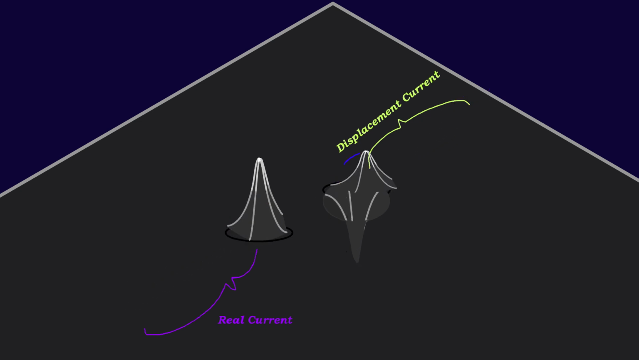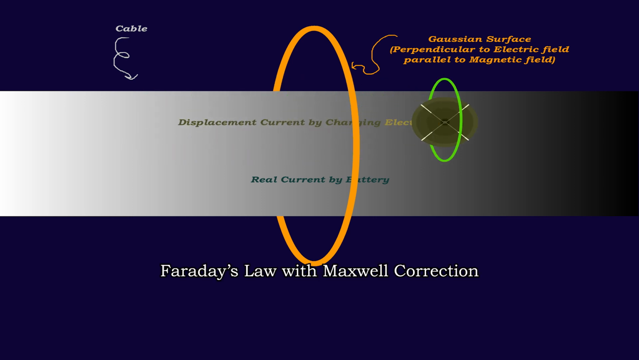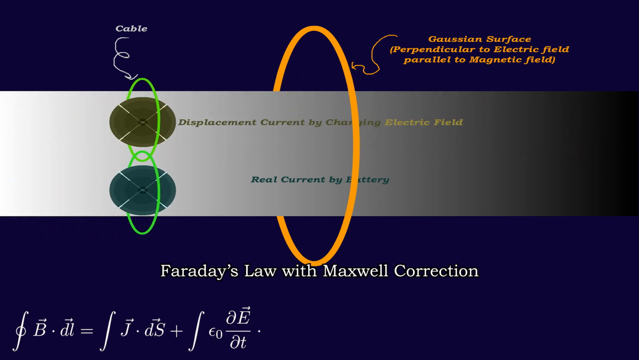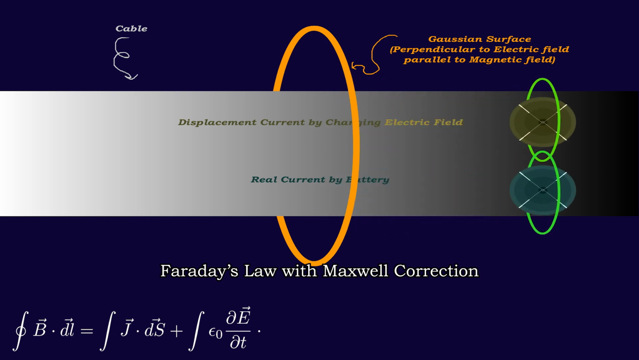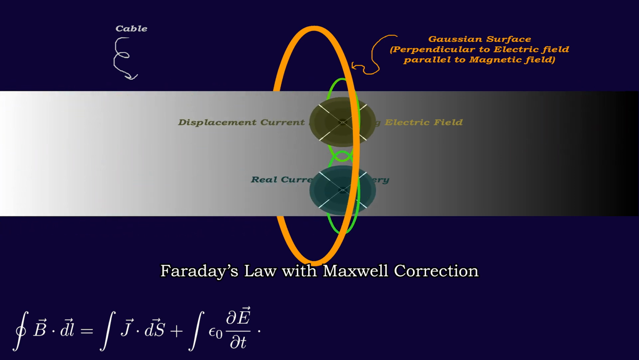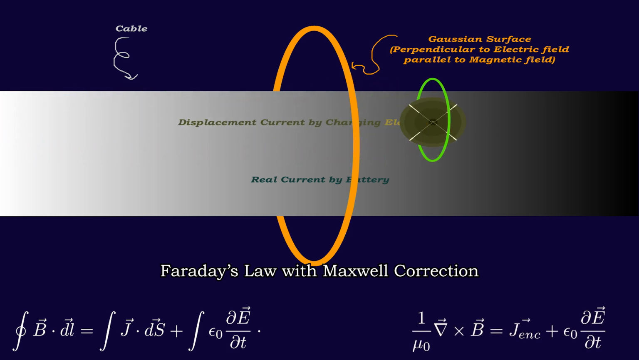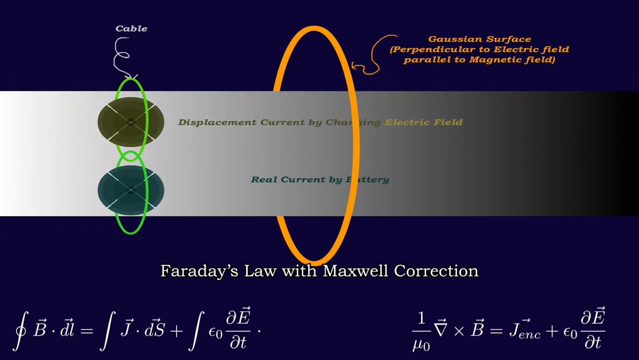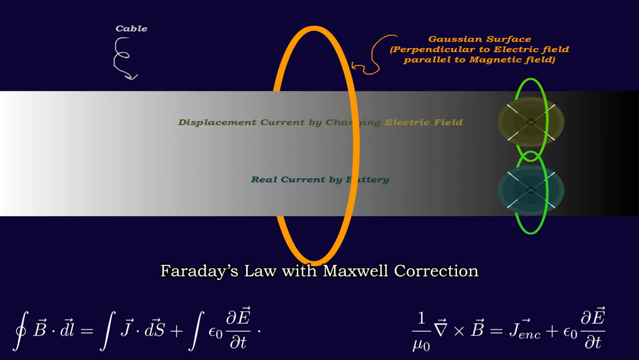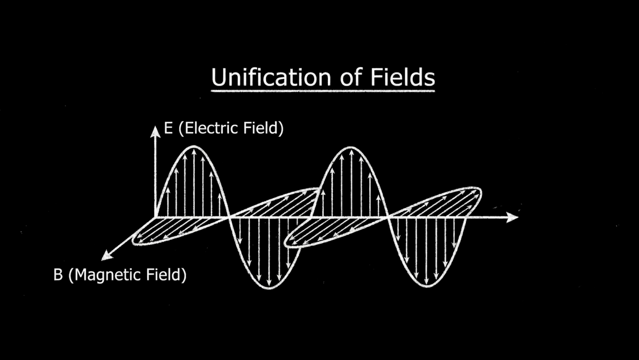As you remember, this displacement current is actually the changing electric field within the surface of our magnetic loop. In the end, the current created by the battery, the real current, and the current created by the changing electric field, the displacement current, together create the magnetic field. For the derivative form, just as a changing magnetic field curls the electric field, a flowing current and the changing electric field curl the magnetic field. With this, the electric field and magnetic field are unified.